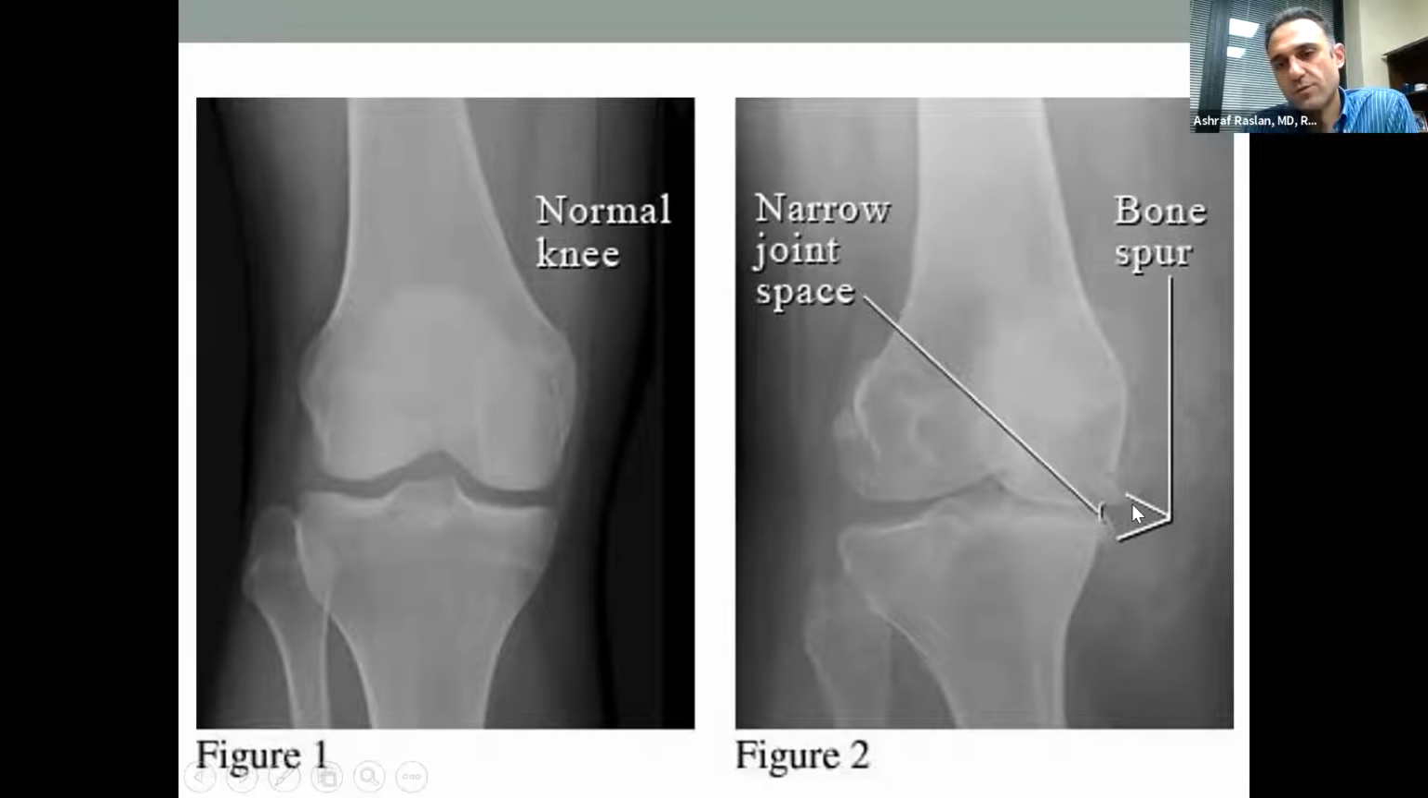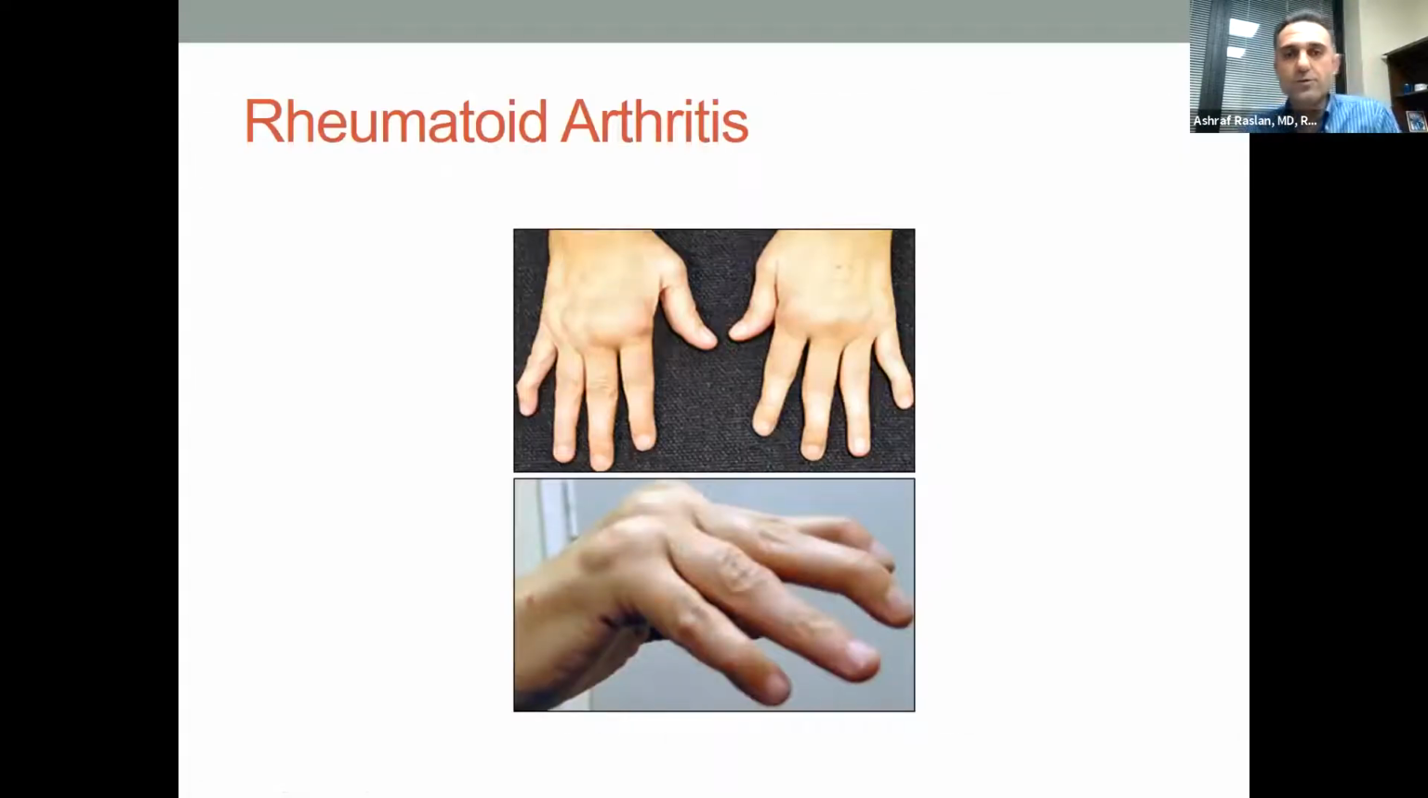You develop what we call some bone spurs, and bone spurs are usually a reaction of the bone to the irritation. So it grows an extra bone that we call a bone spur. So this is what osteoarthritis is. And again, it's the most common form of arthritis. But today we're going to talk more about rheumatoid arthritis.